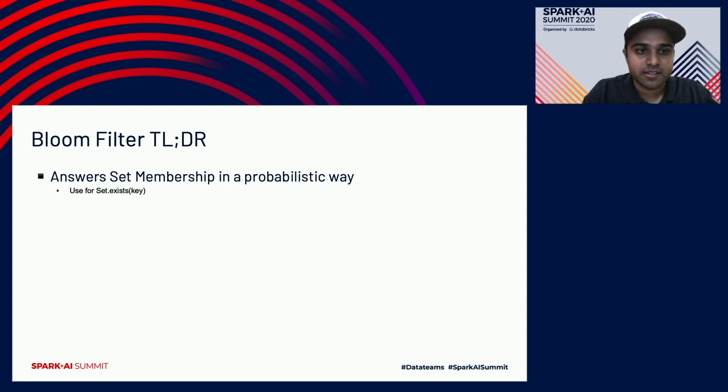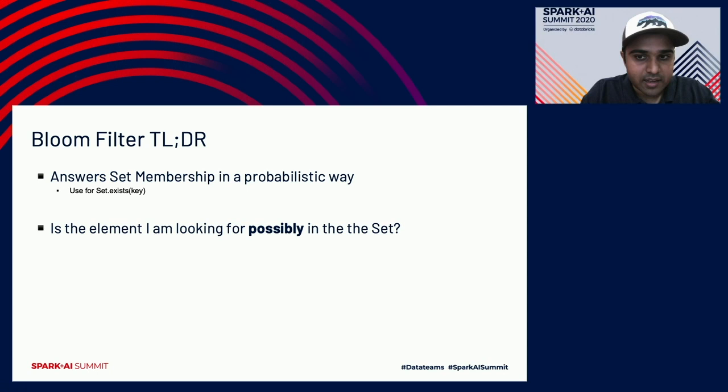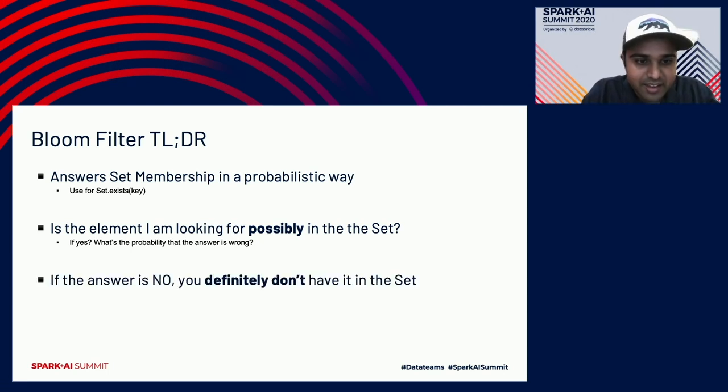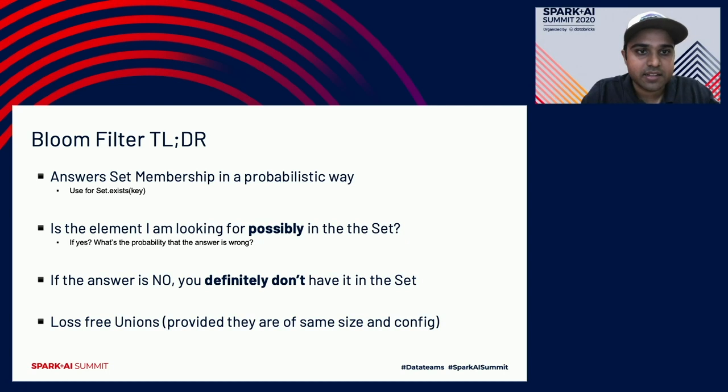I would look at it as a replacement for, say, a normal set.exists of key, if you're looking for a one-to-one comparison. The main question it translates to is: is the element that I'm looking for possibly in this set? Notice the emphasis on the possibly. If yes, what's the probability that the answer is wrong? If the answer is no, in that case, you are guaranteed that you definitely don't have it in there. And the last important thing, which will make a lot more sense in the next few slides, is loss-free unions. That is, we are able to combine them in a loss-free way.